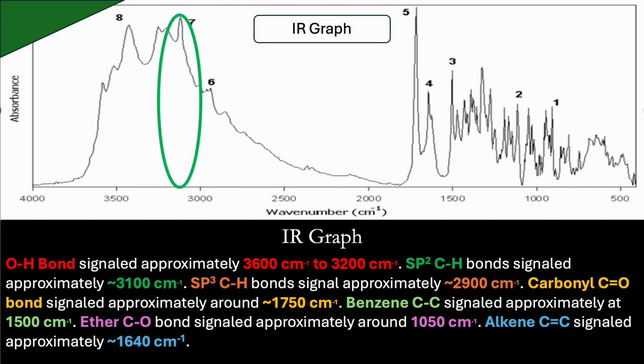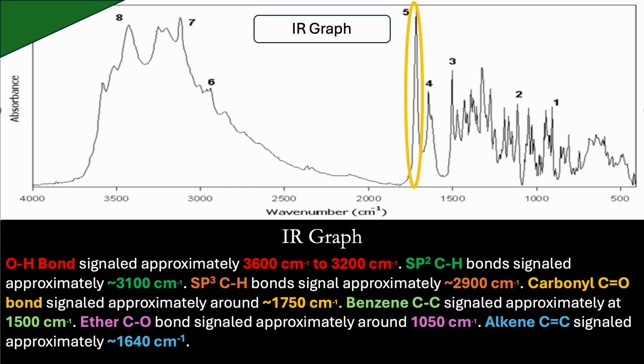The second region that is being circled is the sp2 CH bonds, which can come from the benzene ring, and is typically around 3100. The third one that is being circled is the sp3 CH bonds, which can be found between the nitrogen and the alkene, since it's separated by that, or any other single bond.